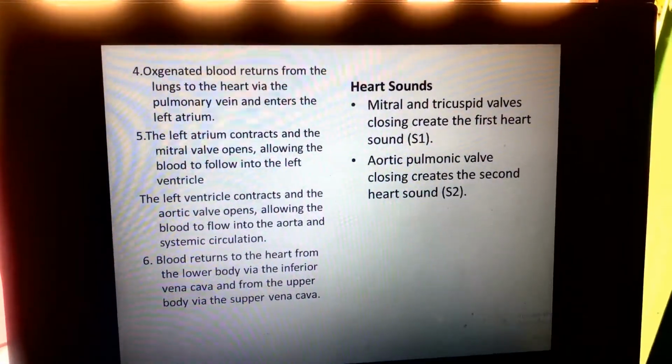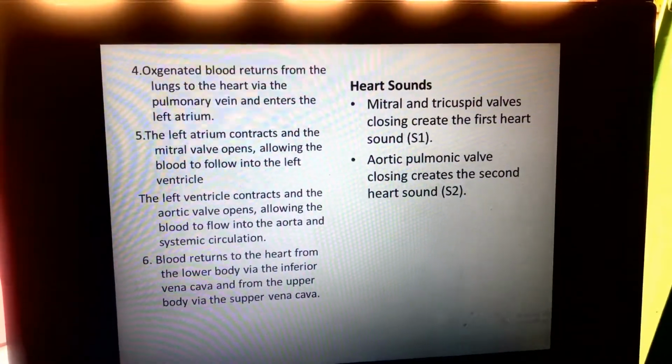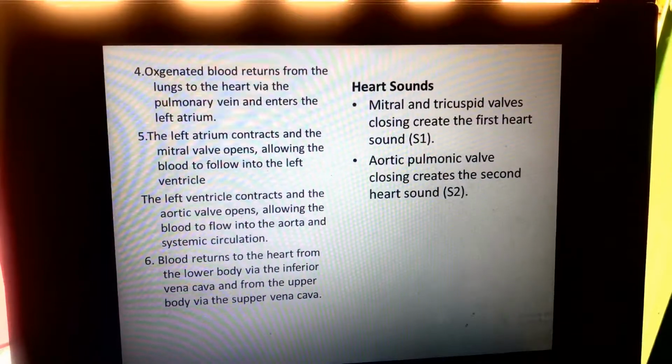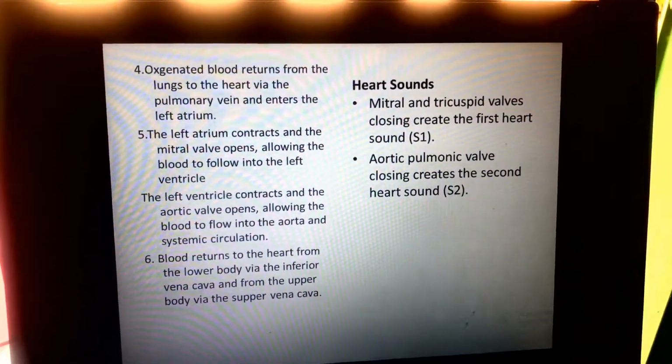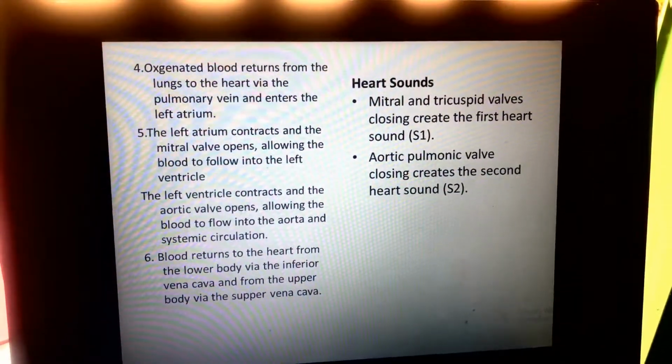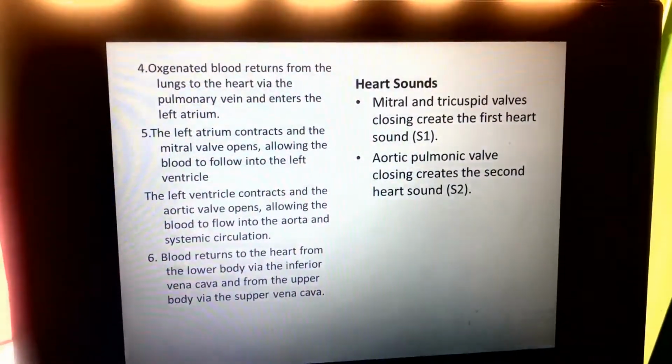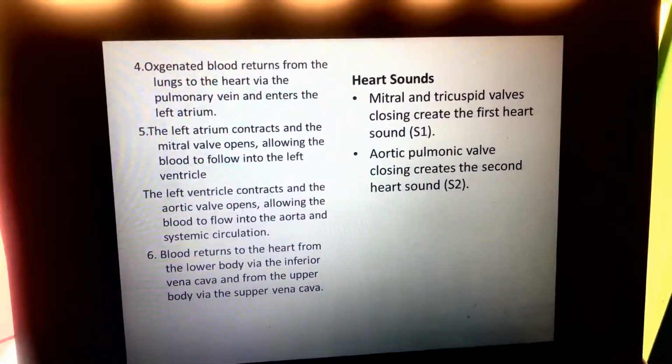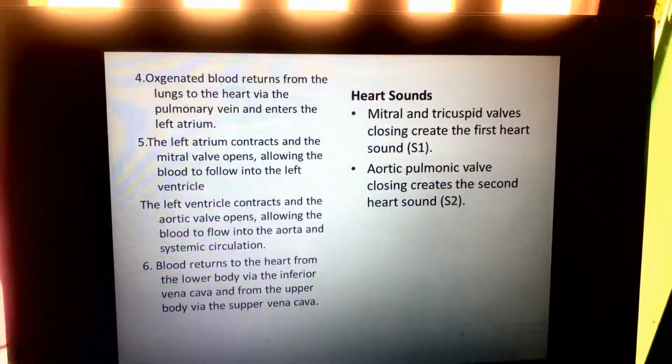Let's see what we call heart sounds. The mitral and tricuspid valves closing create the first heart sound, S1. And the aortic and pulmonic valves closing create the second heart sound, S2. We will see it very well later.